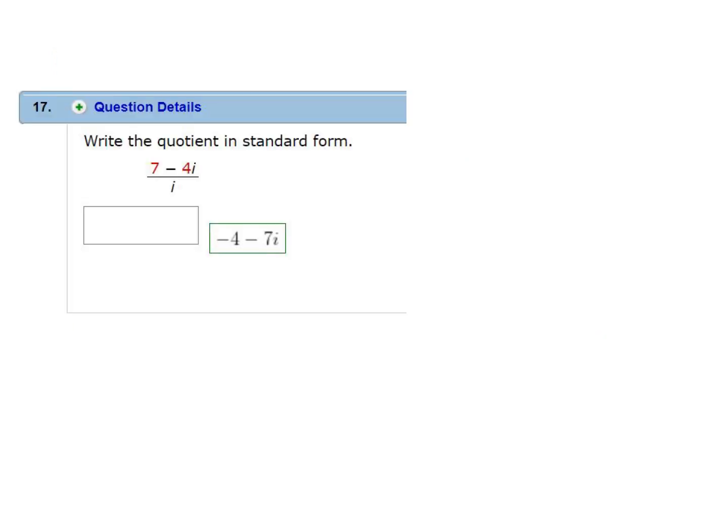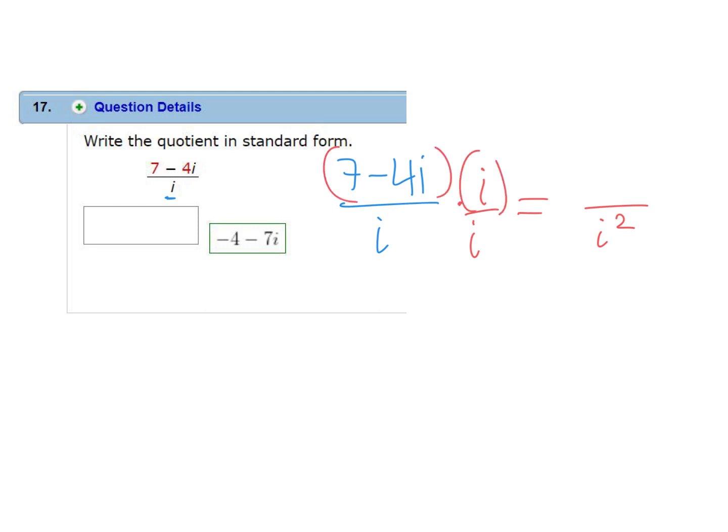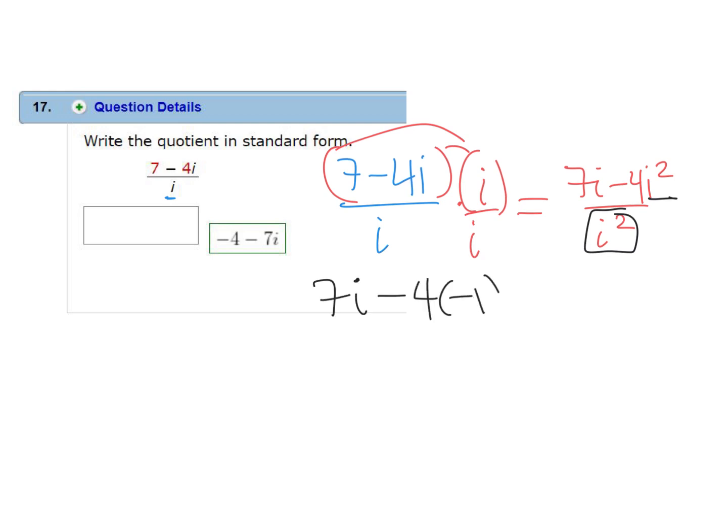All right, let's try another one. Okay, this one's not as bad because we just have an i in the denominator that we want to get rid of. So if we just have an i and it's not a binomial, we can just multiply the top and bottom by i. And so on the bottom I would have i squared, and on the top I would distribute, and I would have 7i minus 4i squared. But I know that these i squareds will be replaced with a negative 1.